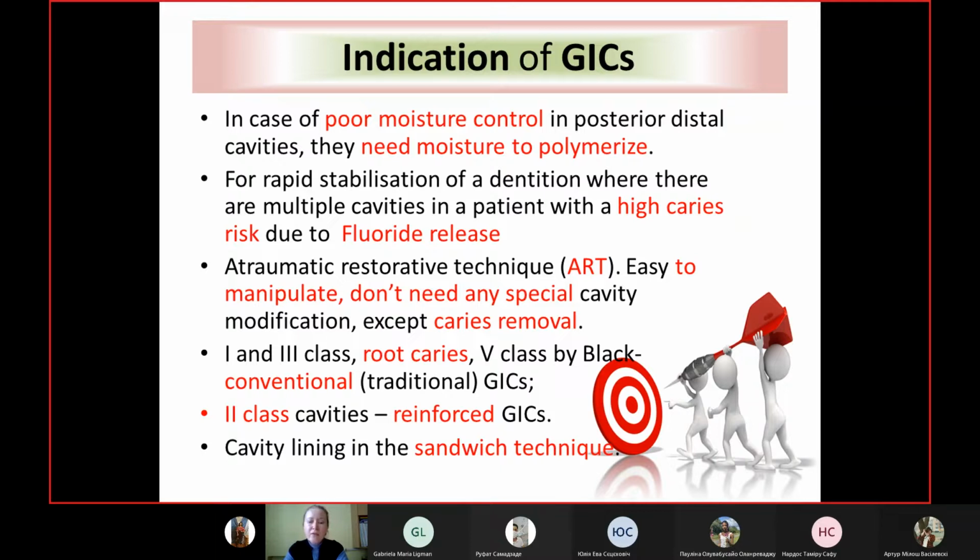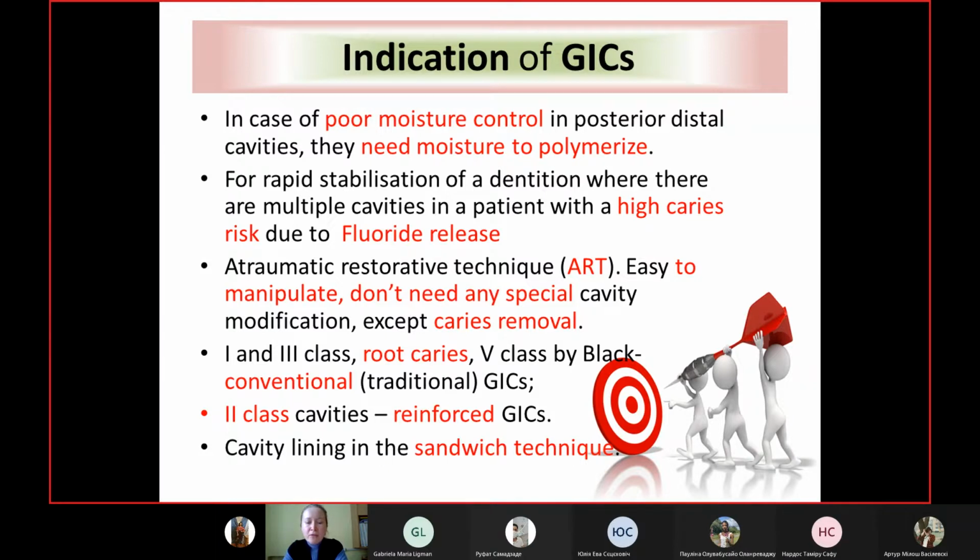But these indications are for conventional traditional glass ionomer cements: first, third, root caries, and class 5 by Black. Conventional glass ionomers are used in these cases, but still reinforced can be used as well. No one prohibits you to do so. But for second class cavities with load-bearing occlusal cusps, we use reinforced glass ionomer cements, such as Fuji IX by GC company, for example.